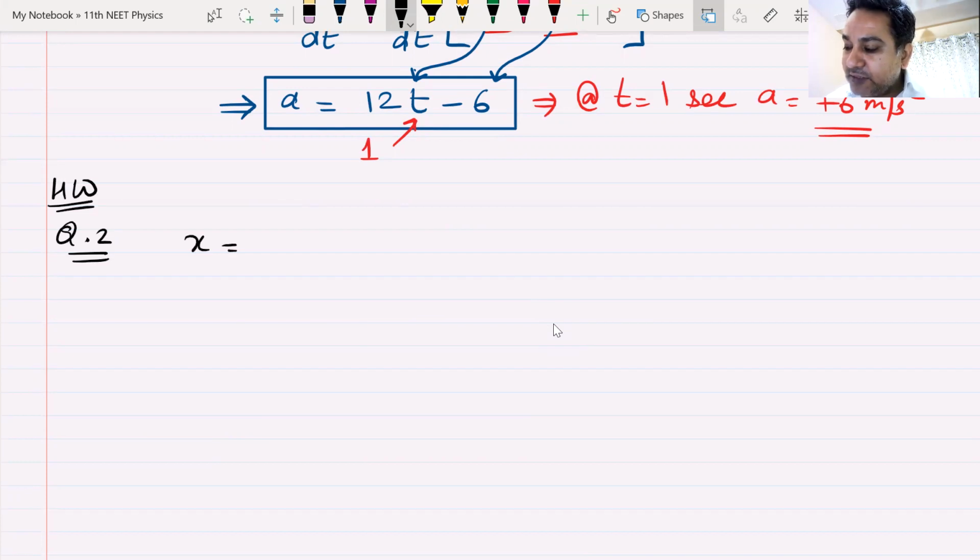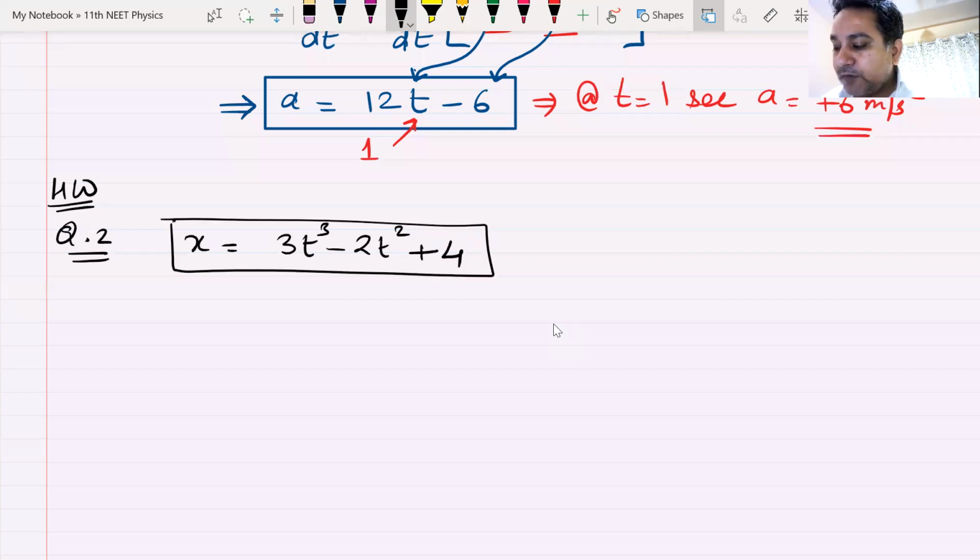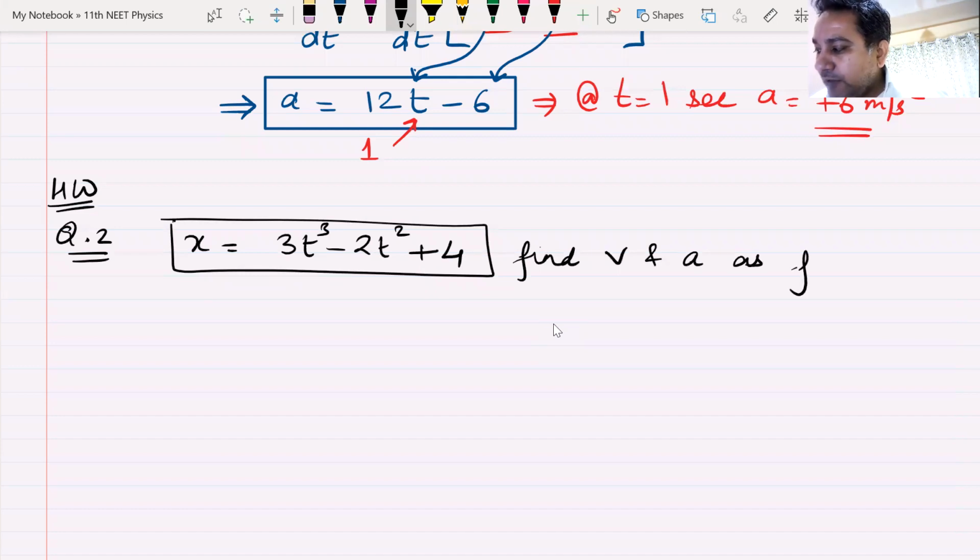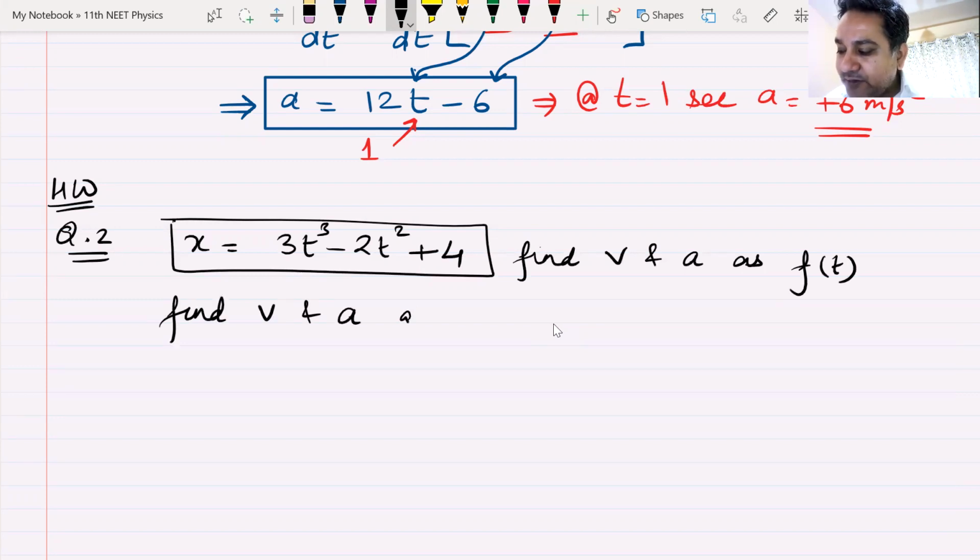A particle moving along x is given by 3t cube minus 2t square plus 4. That is the x coordinate as a function of time. You have to find velocity and acceleration as a function of time. That is question number 1. Then you have to find velocity and acceleration at t is equal to 2 seconds.